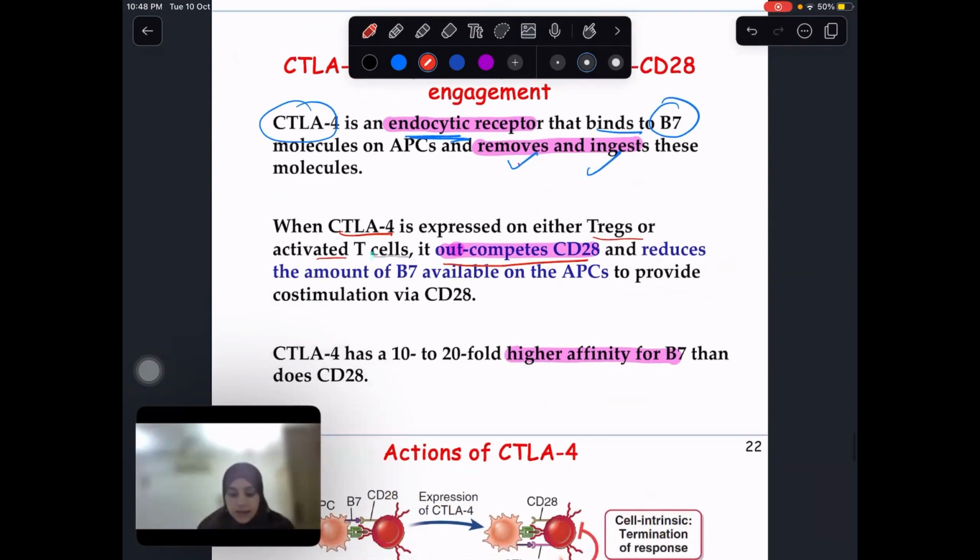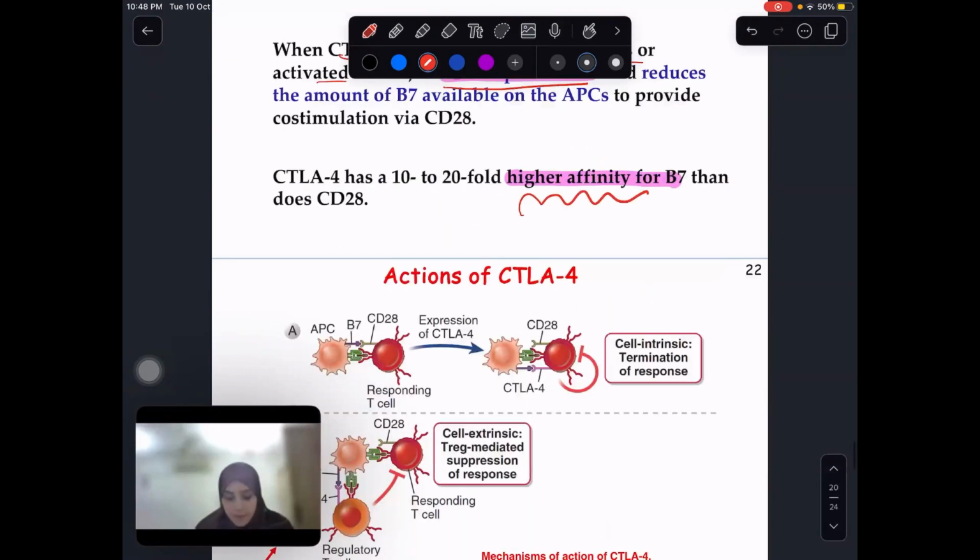And why does it win? Because it has a higher affinity. CTLA4 has a higher affinity to the B7. That's why it always wins. Now here, this is very self-explanatory as well.